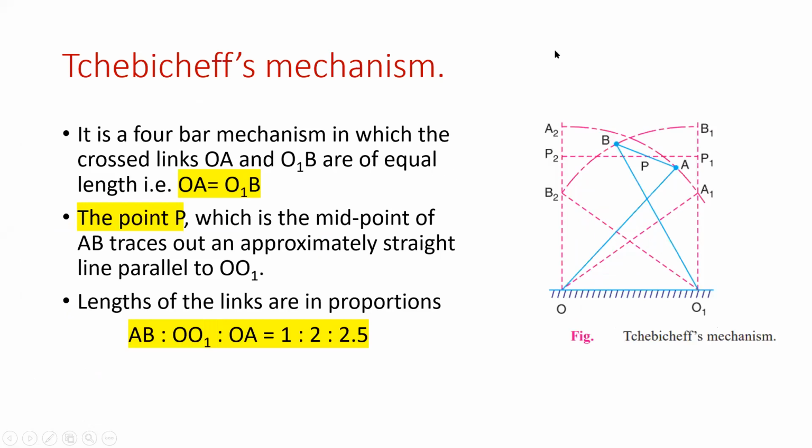Okay. So see, Chebyshev's mechanism is again a 4 bar mechanism, a crossed 4 bar mechanism, where links cross each other. So which are the 4 links? O1O is the fixed link. Then the second link is this OA. Then the third is O1B, and the fourth is AB. Okay, so how does this mechanism work?